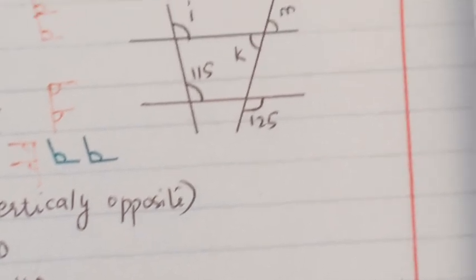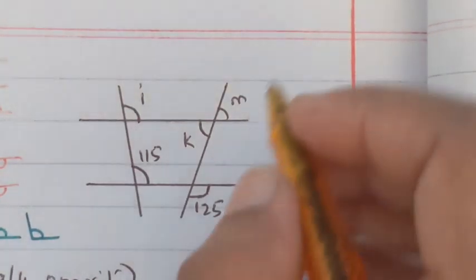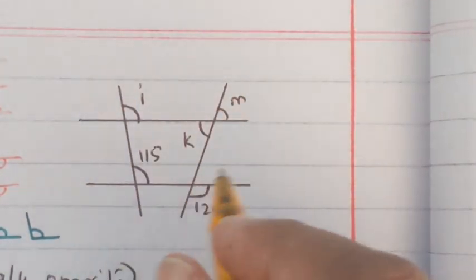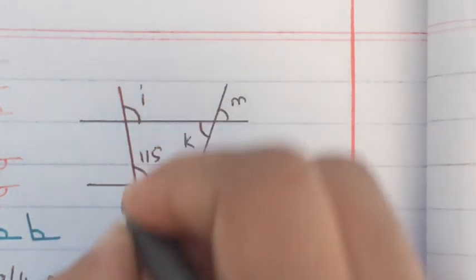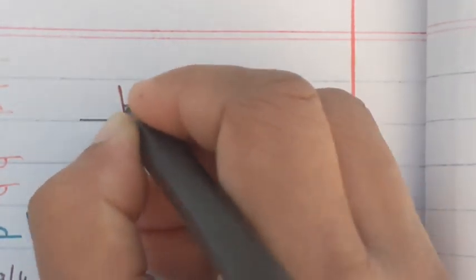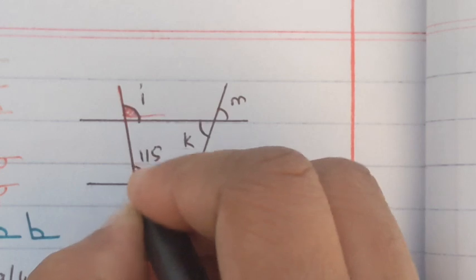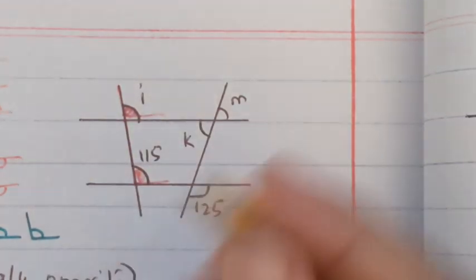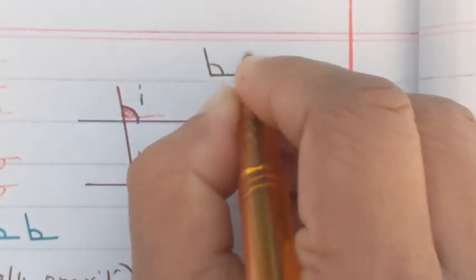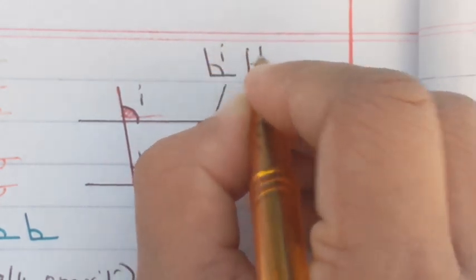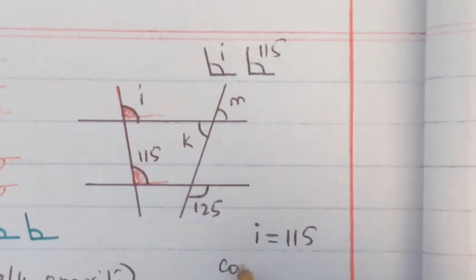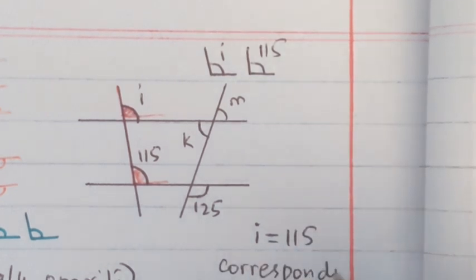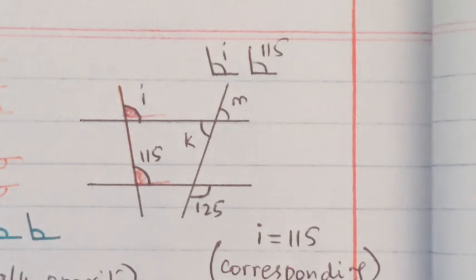Right? Now we have the second angle. Here we have two transversals between these two parallel lines. Let's solve I and 115. You can see here both are corresponding to each other. Both are in the same direction like this, angle I and angle 115. So we can say that I is equal to 115. Why? Because they are corresponding. You have to write the reason in brackets.